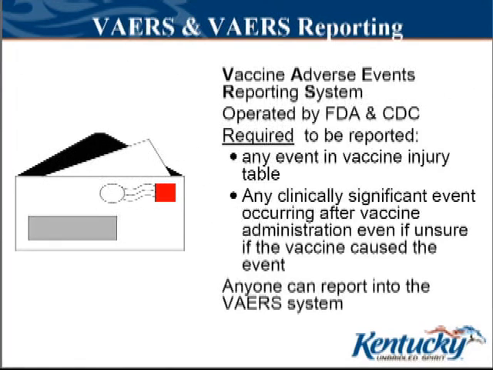VAERS stands for Vaccine Adverse Events Reporting System. It's operated by the Food and Drug Administration and the Centers for Disease Control. As medical providers, you are actually required to report into the system any event in the vaccine injury table. On the website resources handout, there is a link to the VAERS site, and you can get the vaccine injury table off of that site.